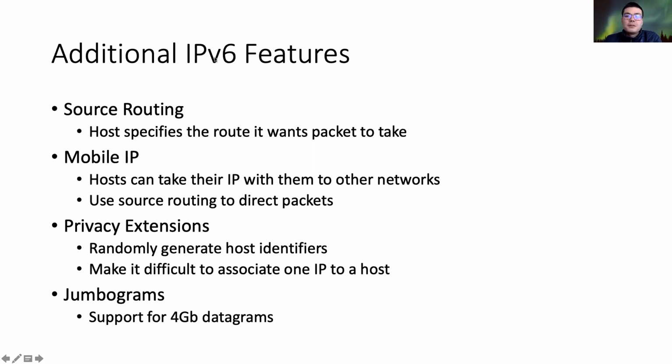So there are also additional IPv6 features. The first is called source routing. The host specifies the route it wants the packet to take. Basically, I want to go this path, I don't want to go that path. Maybe that path is a little bit dangerous, there will be attackers, the adversarial attackers.